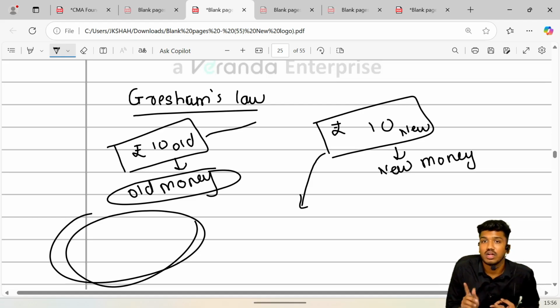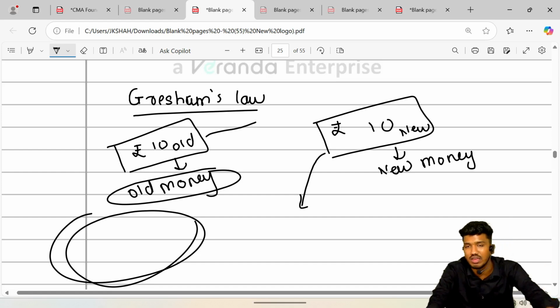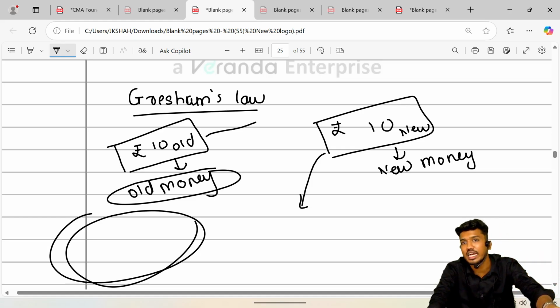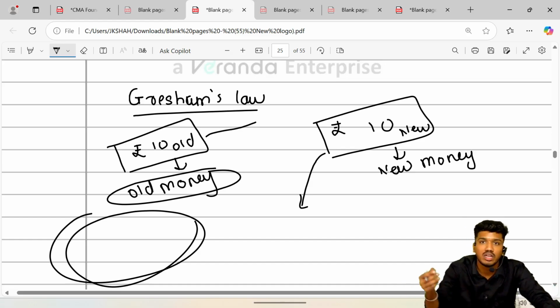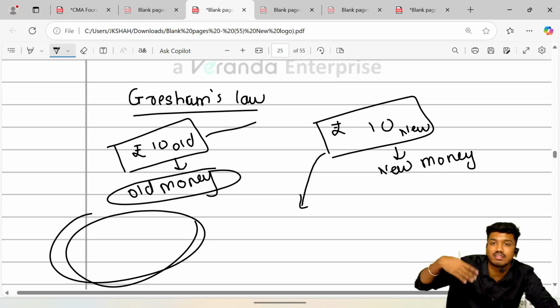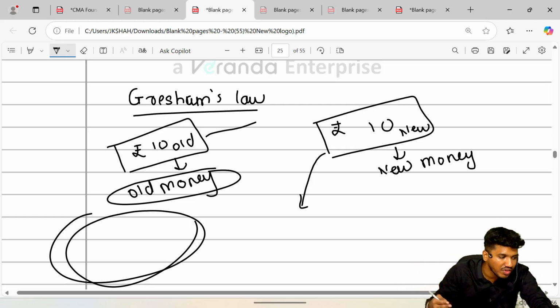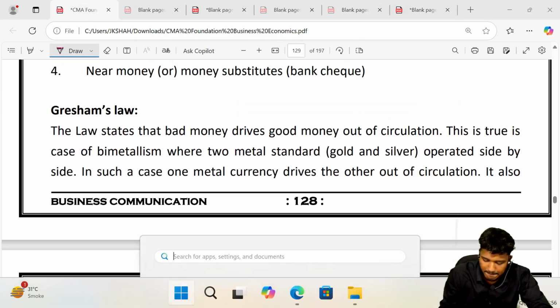That does not mean we should not save. Saving is a different matter. What we are doing here is withholding that new money because it is so attractive. People do that. New currency notes are kept, and the old currency notes are used in transactions. So it is called Gresham's law. This behavior was observed by Gresham's law. It is a simple law.